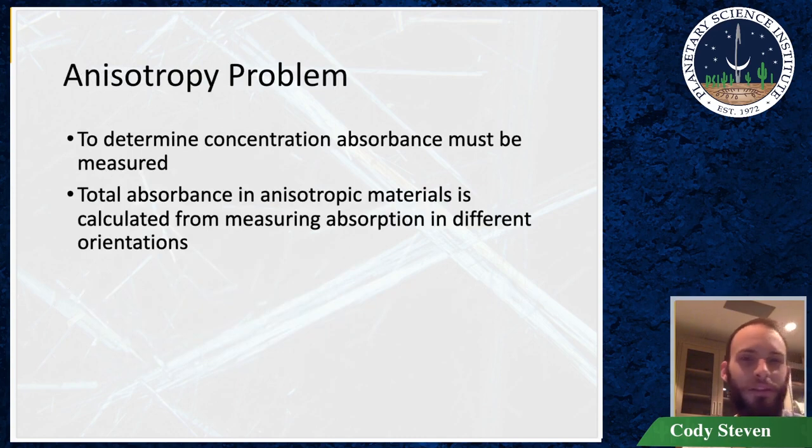So the main thing with the X-ray absorption spectroscopy that we're working on is figuring out this anisotropy problem. Because in any type of absorption spectroscopy, if you're going to get concentration of something due to an absorber, you must get total absorption, total absorbance. And in an anisotropic material, you have very different absorption magnitudes with orientation. So you have to actually kind of calculate what total absorbance is.